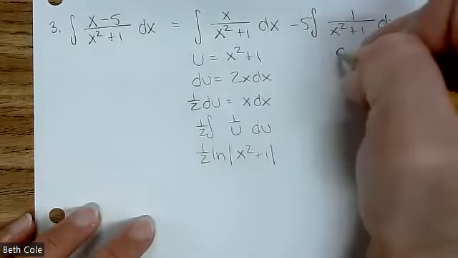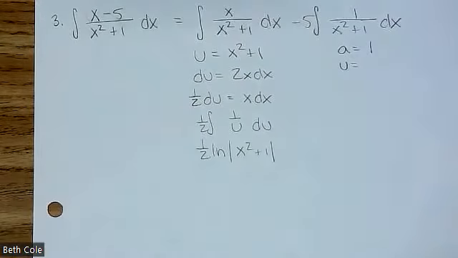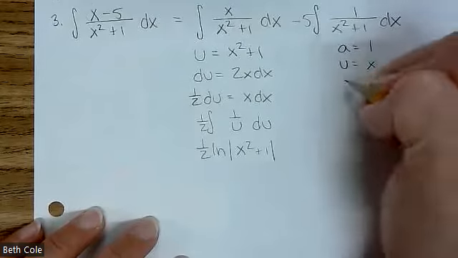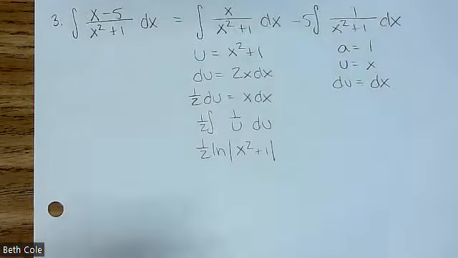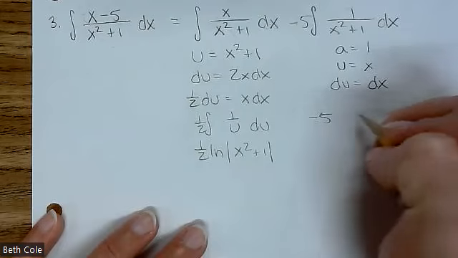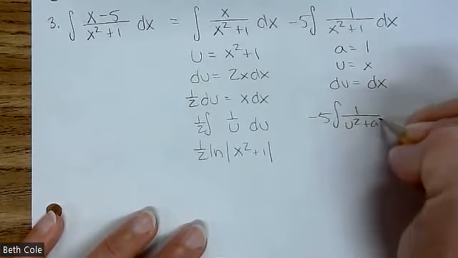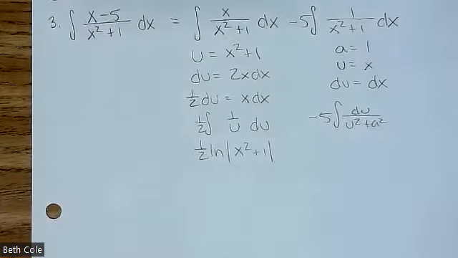Okay, so for this one, a is a value, u is a variable. So what is a going to be? And it's almost kind of tricky for this one. Yeah, 1. And u is just x, which is actually kind of nice because that means du is dx. There's no adjustment that has to happen there. So we've got -5, integral 1 over u squared plus a squared. And you can put the du in the numerator, or you can put it off to the side.